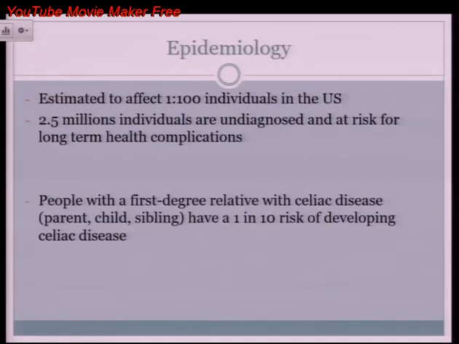So celiac is very common. It's estimated to affect about 1 in 100 individuals in the US. Only about a third of these are diagnosed celiac, and the rest are in the spectrum of disease that we talked about. 2.5 million individuals are undiagnosed, and they are at risk of having long-term health complications. People who have a first-degree relative with celiac disease have a 10-fold increased risk of developing celiac.